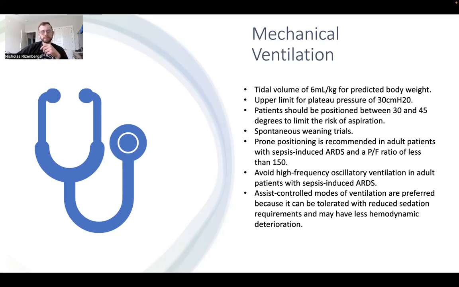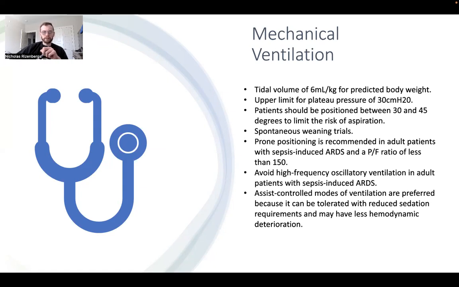So tidal volume of 6 mLs per kilogram for predicted body weight, upper limit of plateau pressure of 30. We don't want to go over that in general, but that's part of that protective lung strategy. Patients positioned between 30 and 45 degrees to limit the risk of aspiration. Spontaneous weaning trials, always. Prone positioning is recommended with adult patients with sepsis-induced ARDS. That's one reason that this lung protective strategy is used in a PF ratio less than 150. Avoid high-frequency oscillatory ventilation in adult patients with sepsis-induced ARDS.